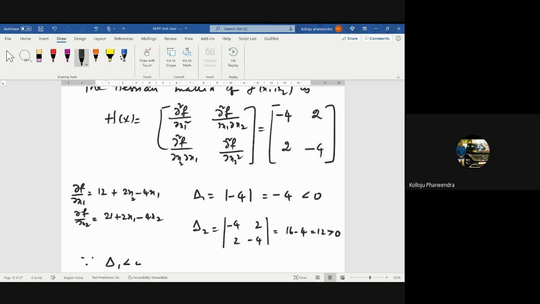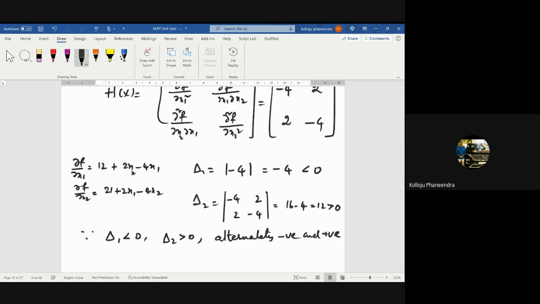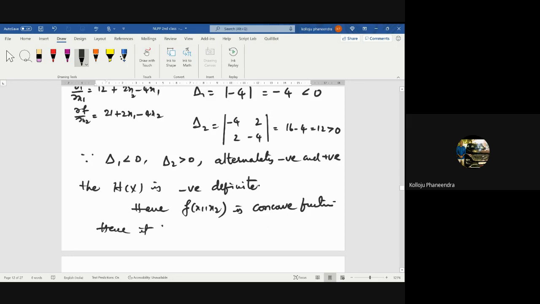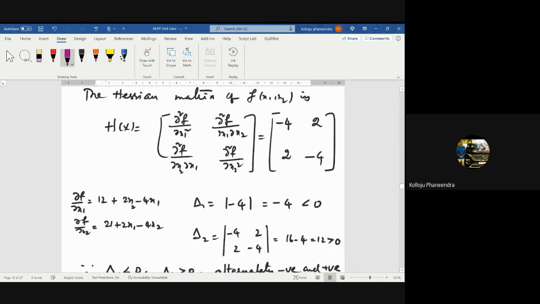Since delta 1 is less than 0 and delta 2 is greater than 0, alternately negative and positive, as I told you yesterday, H of x is negative definite. Negative definite means the function is a concave function. Hence, it has a maximum value at the stationary point 17 by 4, 23 by 4. And one more important point, I have to evaluate the function at the stationary point 17 by 4, 23 by 4.